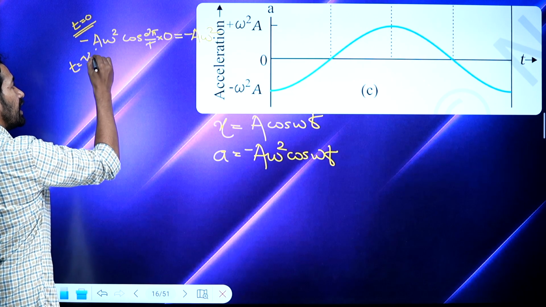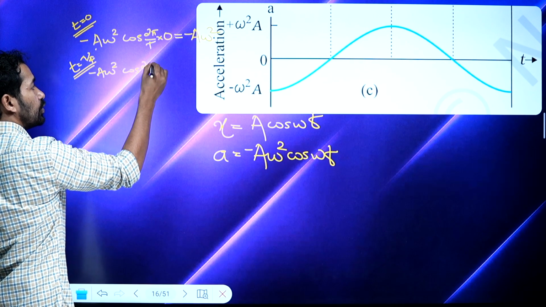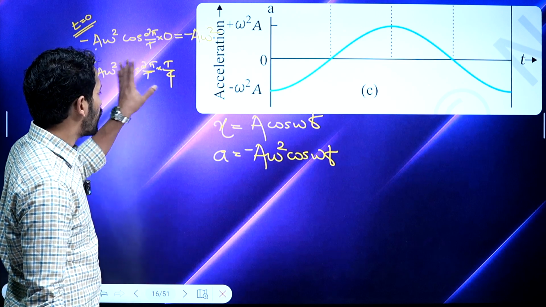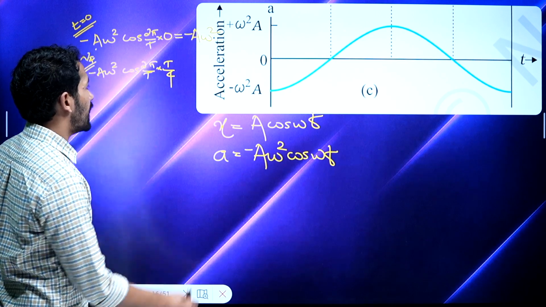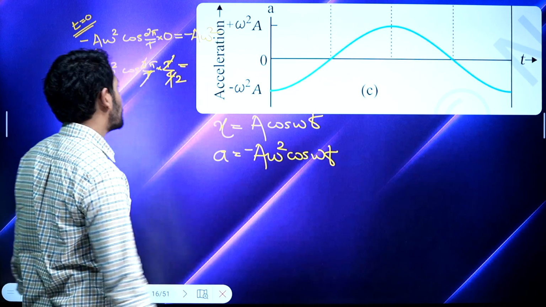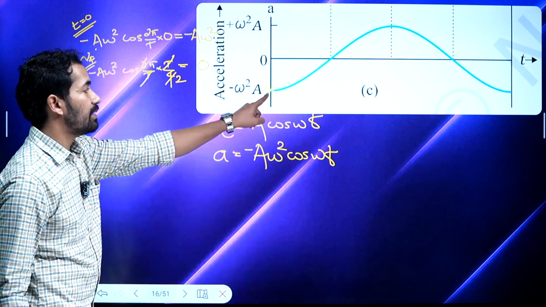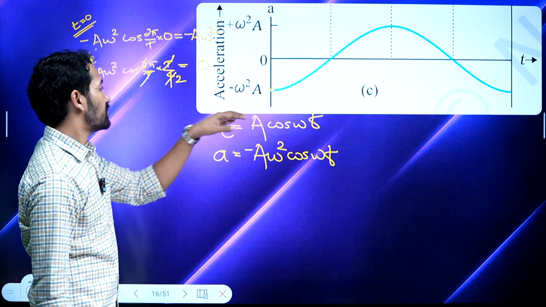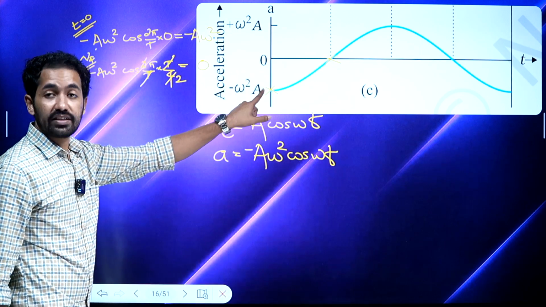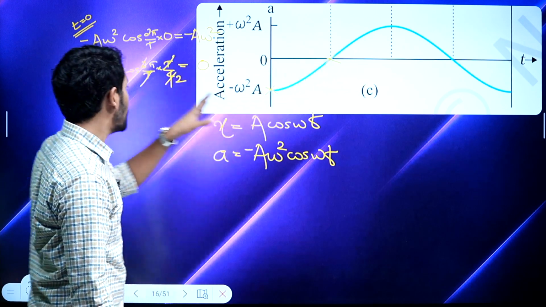Now at time t equal to T by 4, minus a omega square cos 2 pi by capital T into T by 4. So T gets cancelled, 2 gets cancelled. What is cos 90? Cos 90 is 0. So initially at time t equal to 0, the acceleration was minus a omega square. After T by 4, the acceleration is 0.